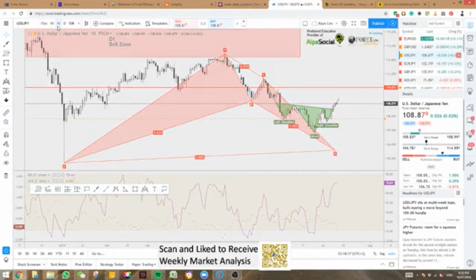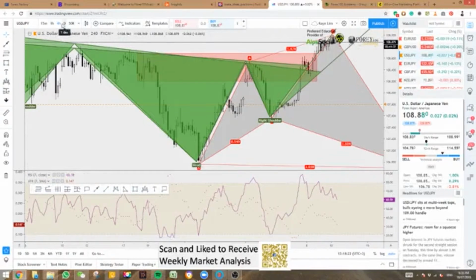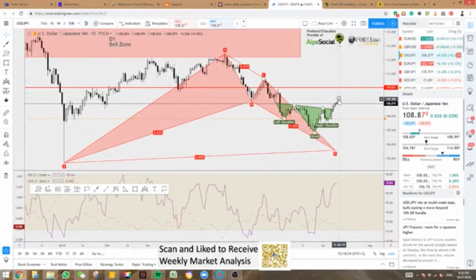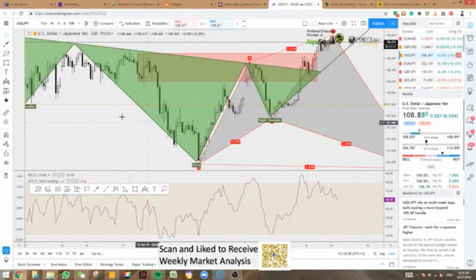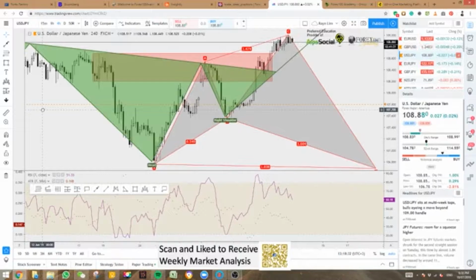Head down to the 4-hour chart. As you can see, on the 4-hour chart, I have already plotted this head and shoulder formation. Once you are tuned into the analysis, you can get it over and over again. It's pretty normal. On the 4-hour chart, there is a bullish shark formation for a buying opportunity down at 106.69.